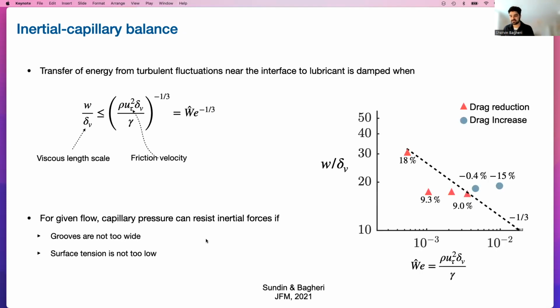And we tested this. We have the Weber number hat here, and then we have the width of the grooves normalized with the viscous length scale. And we have this -1/3 asymptote here. We can see that when the width is sufficiently low, or the Weber number is sufficiently low, we get drag reduction, these red triangles. But when we go above this sort of criterion, we get drag increase. We have the capillary waves. So this is inertial capillary balance, in contrast to the visco-capillary balance that we saw before.